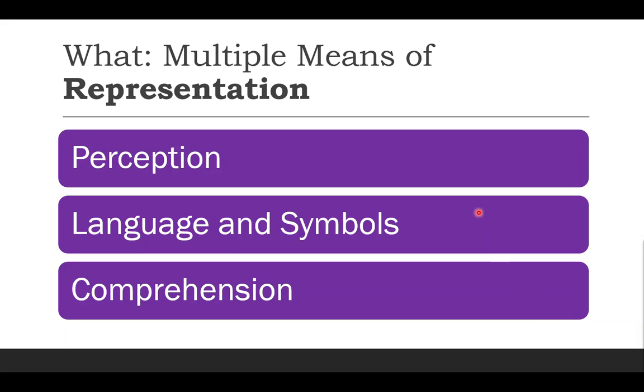Language and symbols has to do with preparing for different vocabulary words or symbols that might be seen in a text or that might be part of a curriculum. Instead of assuming that all students will know key terms, we deliberately spend time reviewing key language and symbols ahead of time to support them in their learning. That's similar to comprehension. We can provide background information before we teach a lesson. We can highlight patterns and big ideas. And these things help everyone.